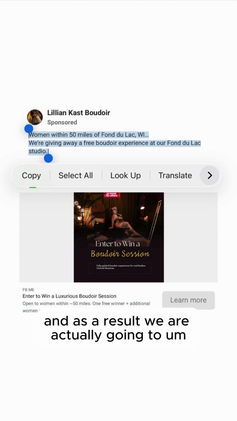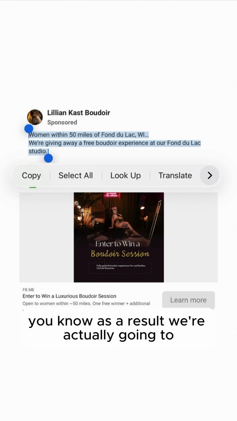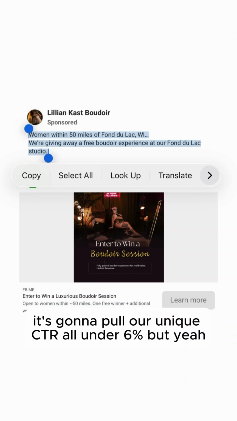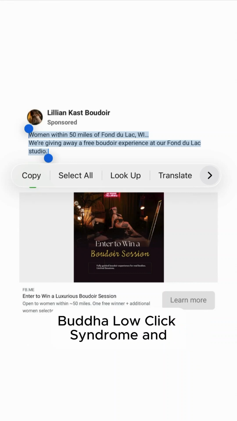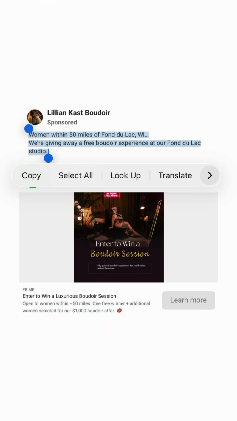And as a result, it's going to pull our unique CTR under 6%, increase the probability we have BLCS, Boudoir low click syndrome, and it's going to be wasting our buckaroos.